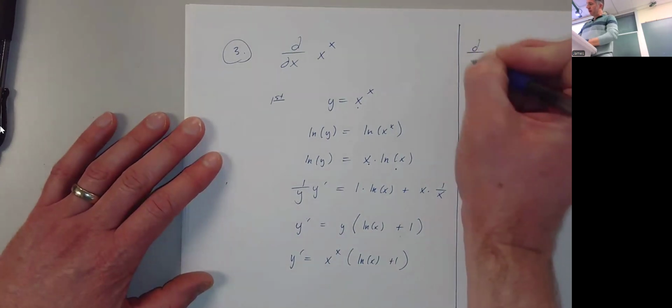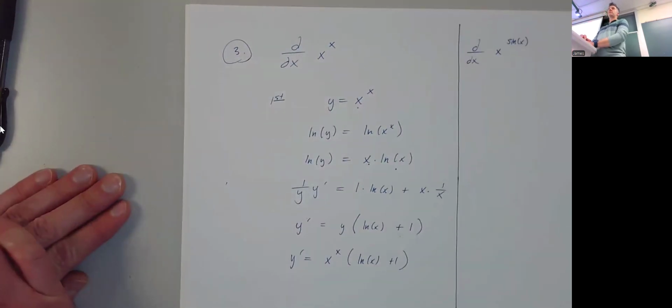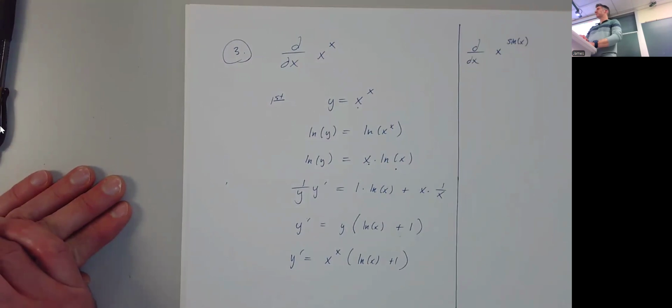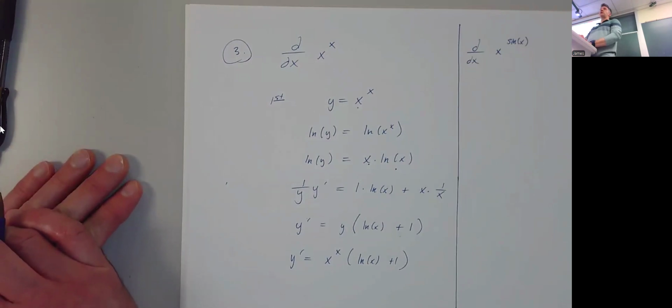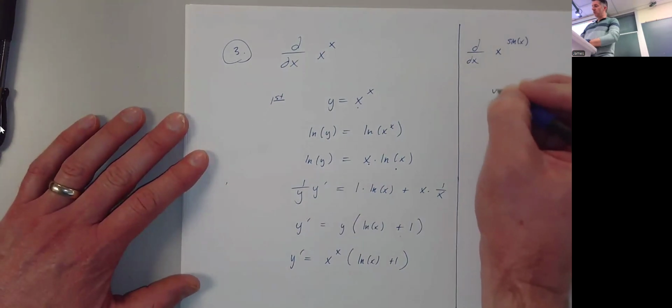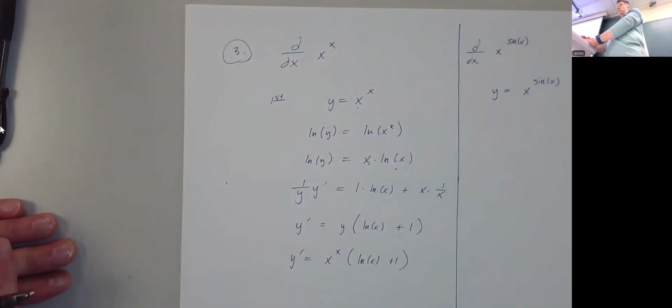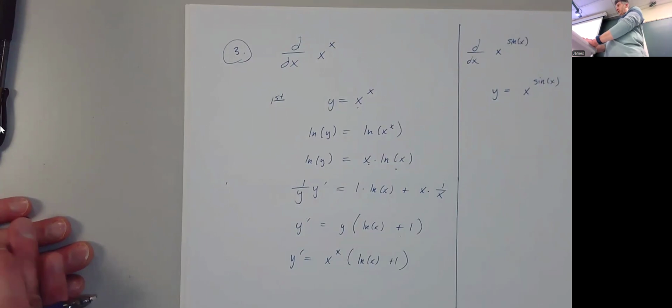The derivative of x to the sine of x. So I want you all, first step, to write it as y equal to x to the sine of x. And then your next two steps should be taking a natural log and bringing down the power. Do it.